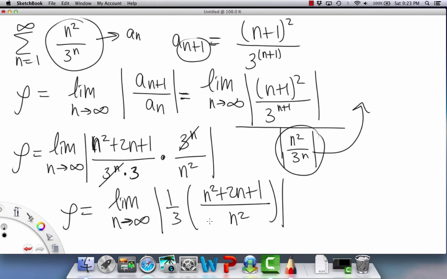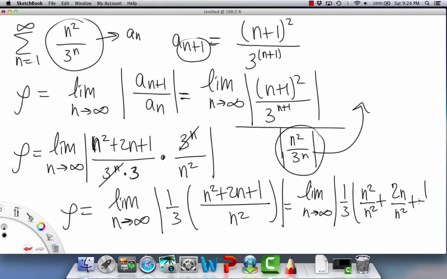Now, to evaluate the rest of the limit, I want to divide up the terms in the numerator and put each one over the denominator. So we'll have the limit as n goes to infinity of 1 over 3, and then n squared over n squared plus 2n over n squared plus 1 over n squared. As you can see, the n squareds cancel and make a 1. One of the n's cancels with one of the n's on the bottom, so we have 2 over n plus 1 over n squared. I'll continue this on the next slide for more room.